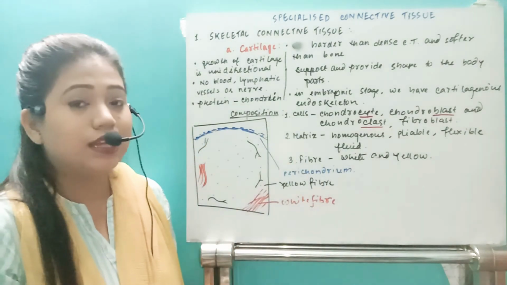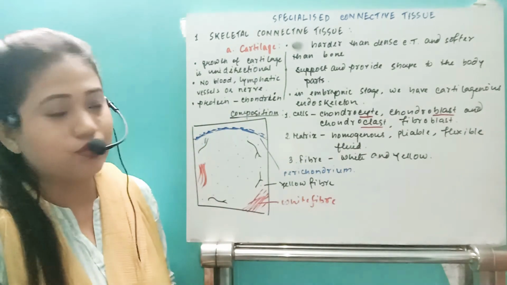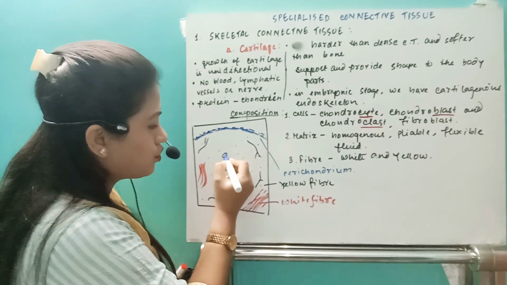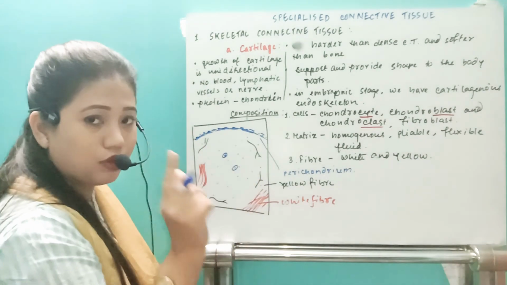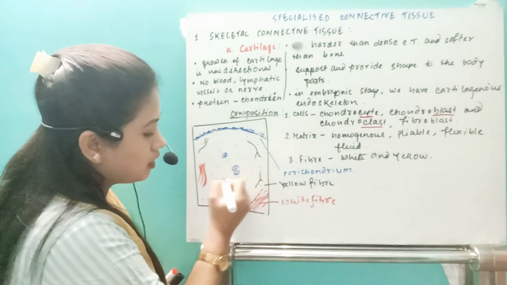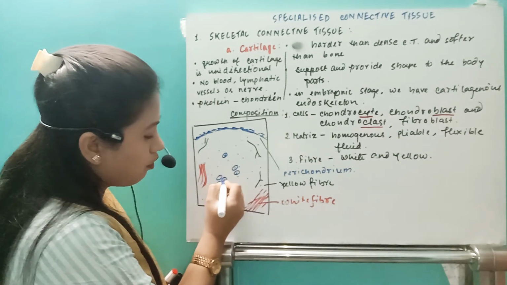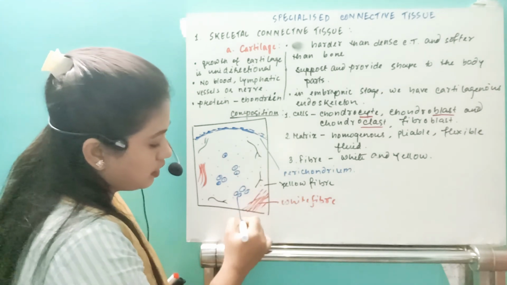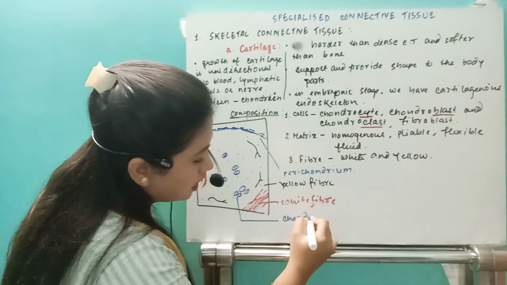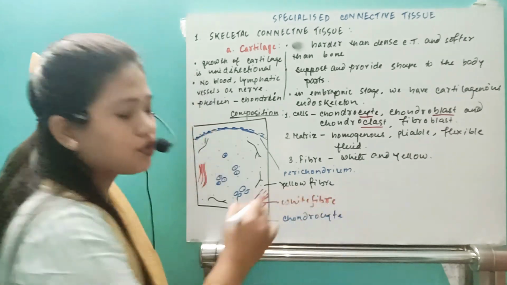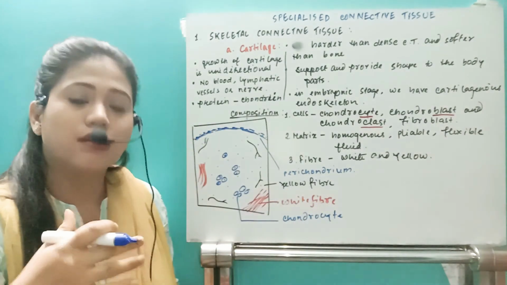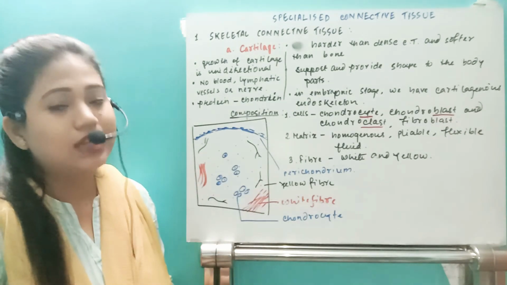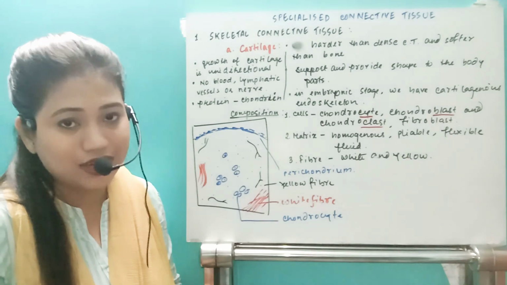Now the next point, the cell, that is the chondrocyte. Remember that these chondrocytes can be present singly, or in a group of 2, 3 or 4. These are the chondrocytes, right? Now these chondrocytes are not randomly present in the matrix, floating or suspended somewhere. They are present inside a fluid filled cavity, right?